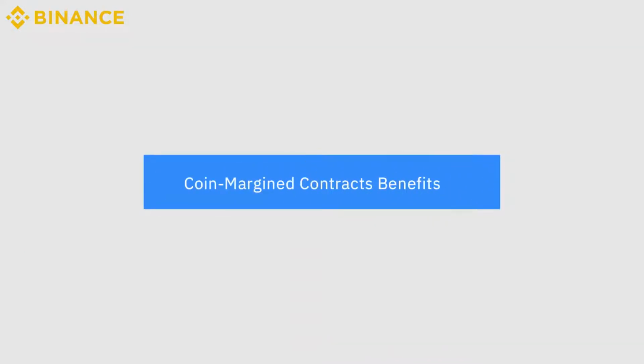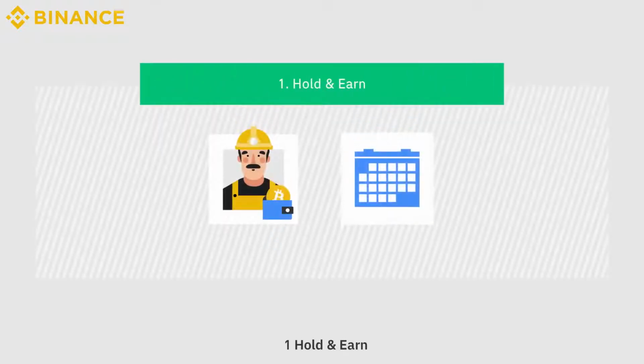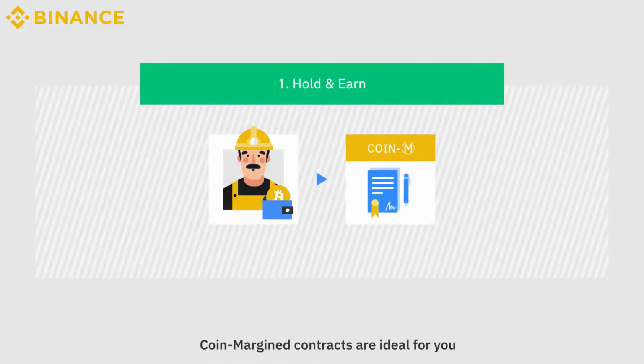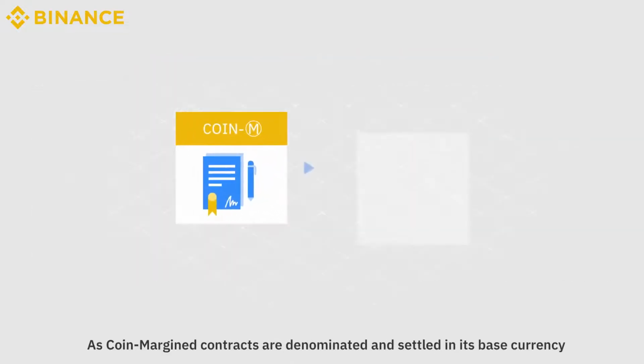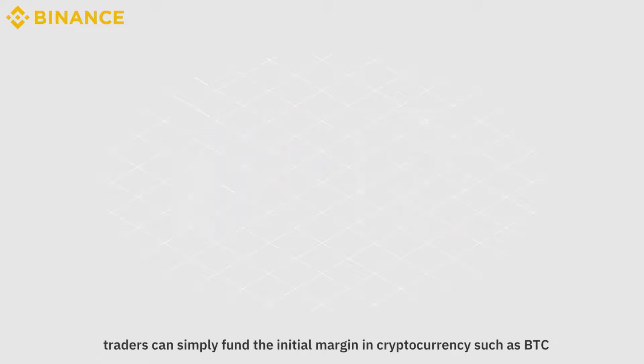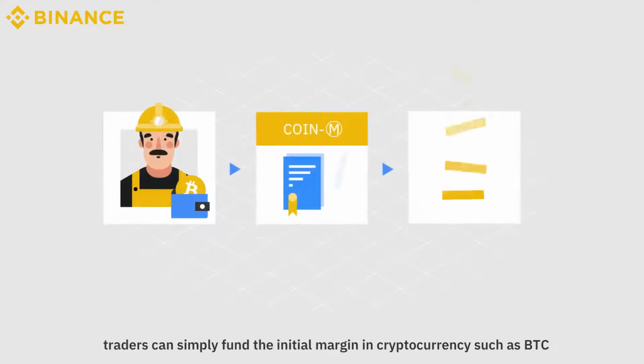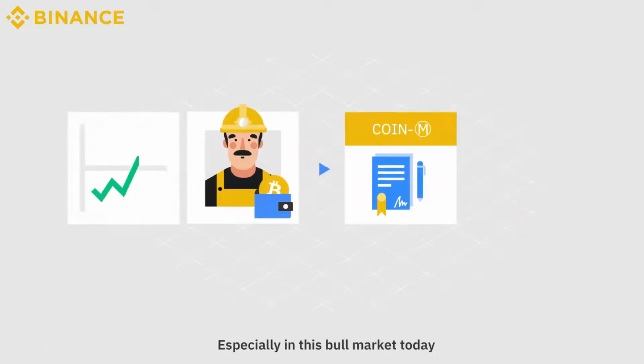Coin-margined contracts benefits. 1. Hold and earn. If you are a miner or long-term holder, coin-margined contracts are ideal for you. As coin-margined contracts are denominated and settled in their base currency, traders can simply fund the initial margin in cryptocurrency such as BTC. Especially in this bull market today, investors are more inclined to hold on to their cryptocurrencies.